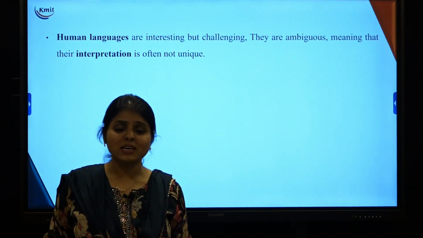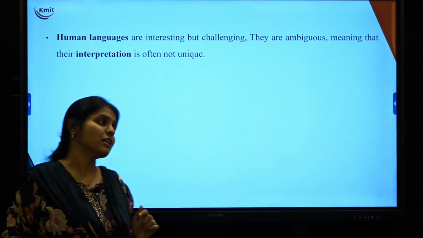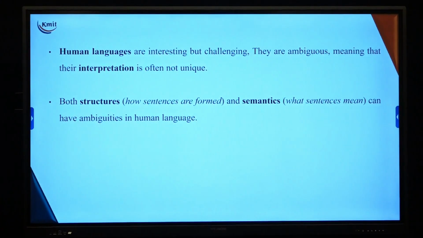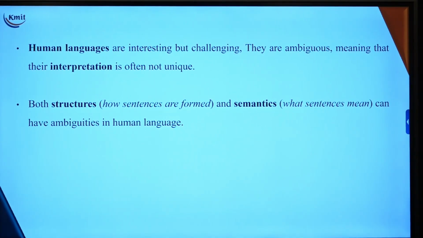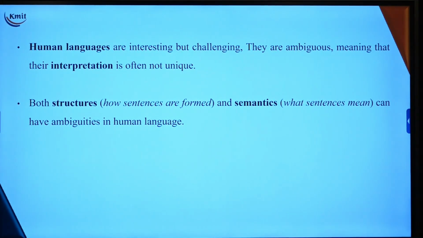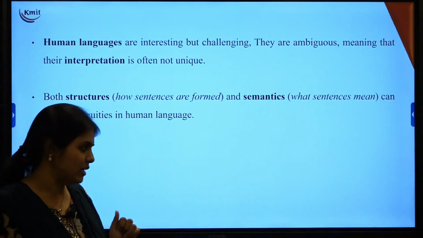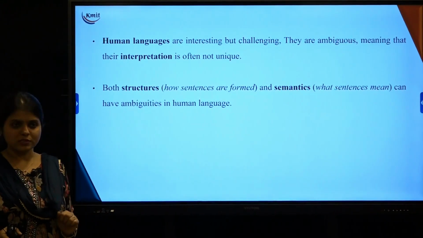That is the reason we say NLP is a challenging task and we have to face so many ambiguities. Let's look into a few of them. There are two things that we have to consider when we talk about language. First is the structure and the second one is semantics. Structure means how sentences are formed, the grammar part of it. Semantics says what that sentence actually means. Making the computer understand all this grammar is quite challenging, and we'll see how we overcome those challenges such that we get good results.